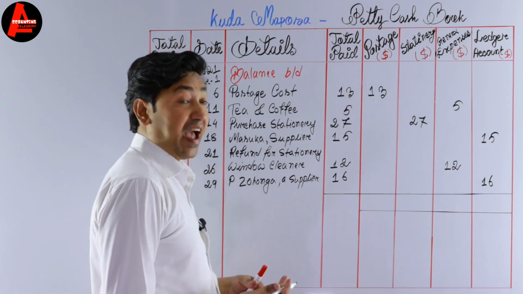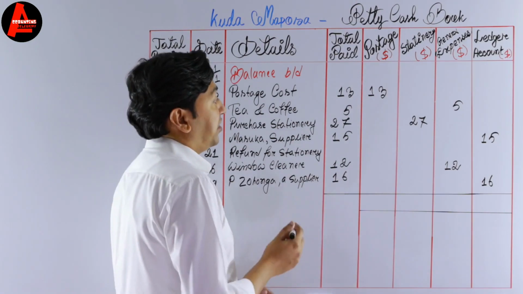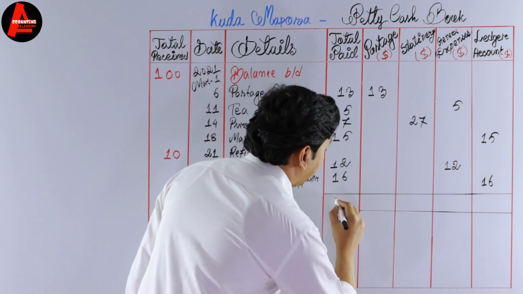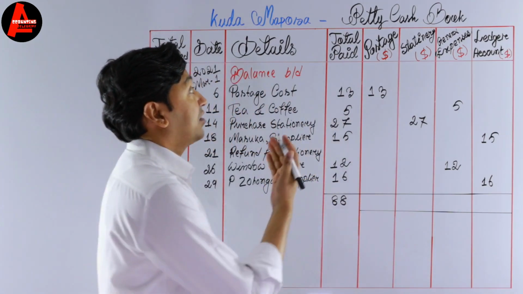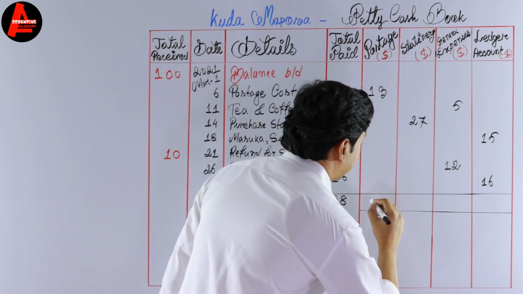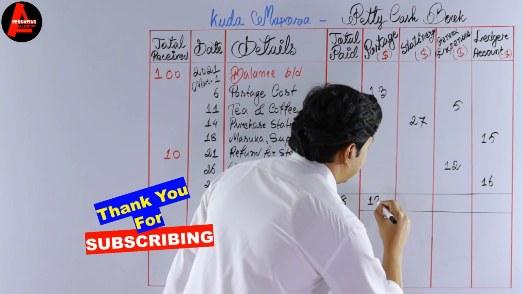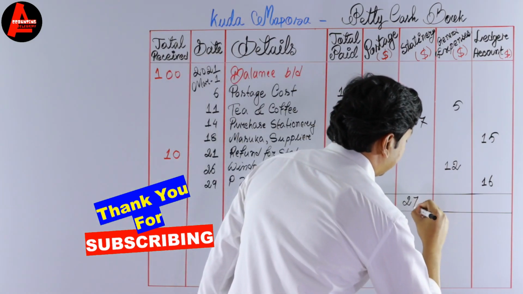Okay, so let us add the total paid column first. Okay, so here if we add, we get $88. Yeah, okay. On the postage column, we have only one amount, which is $13. So let us write this $13 here. Okay, then here stationery only $27. So let us write it here.